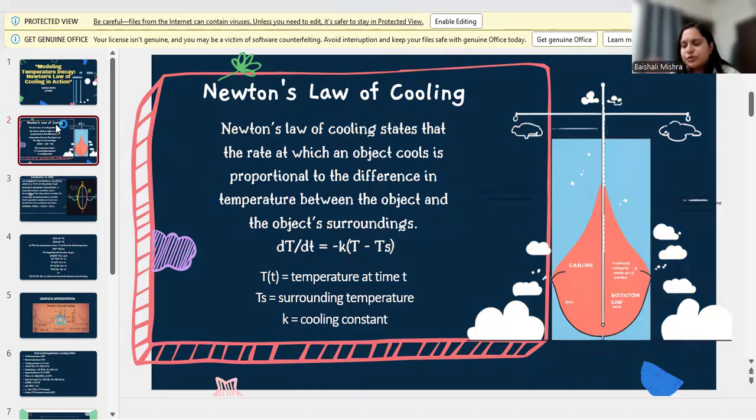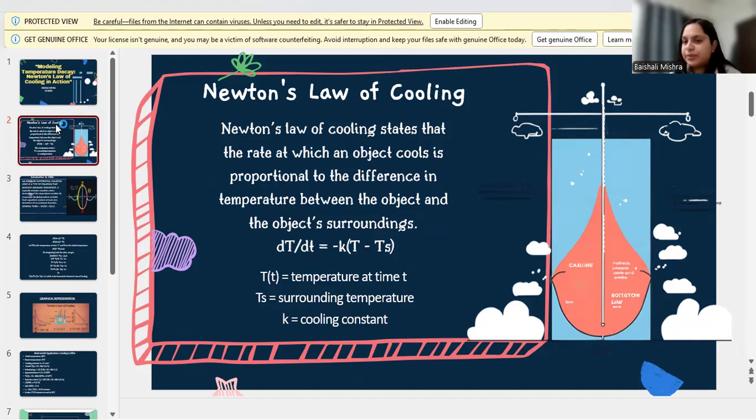So, what is Newton's law of cooling? In very simple terms, I will first explain to you all. Imagine you take a hot pizza out of the oven. At first, it's very hot and it cools down quickly. But after a while, it gets closer to room temperature. As it gets closer to room temperature, you must have observed it cools much slower. Why does this happen? This is what Newton's law of cooling tells us.